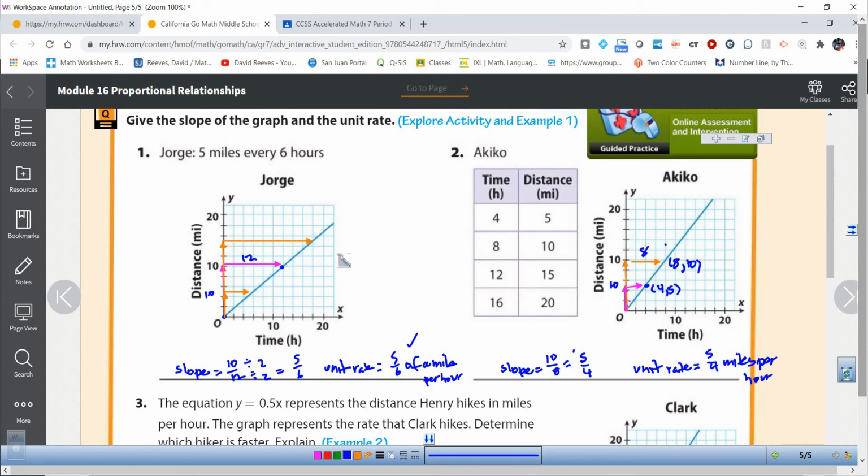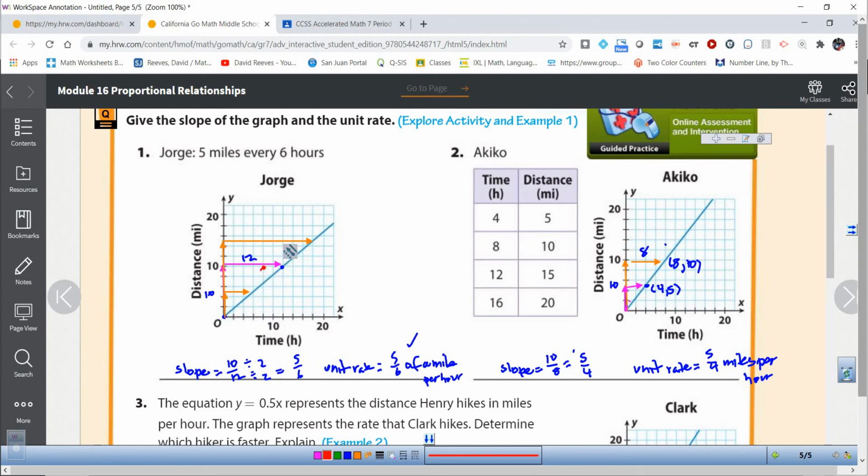All right. So Jorge was going 5/6 of a mile per hour, right? Akiko is going 5/4 miles an hour. So if I said who's going faster, well, it would be Akiko, right? And if I could superimpose this graph on this graph, do you see how this line is steeper, right? The slope of this line is steeper than the slope of that line. In fact, what a great idea, Mr. Reeves. I'm going to go 10. Remember (8, 10) is on this graph, right? 2, 4, 6, 8, 10.